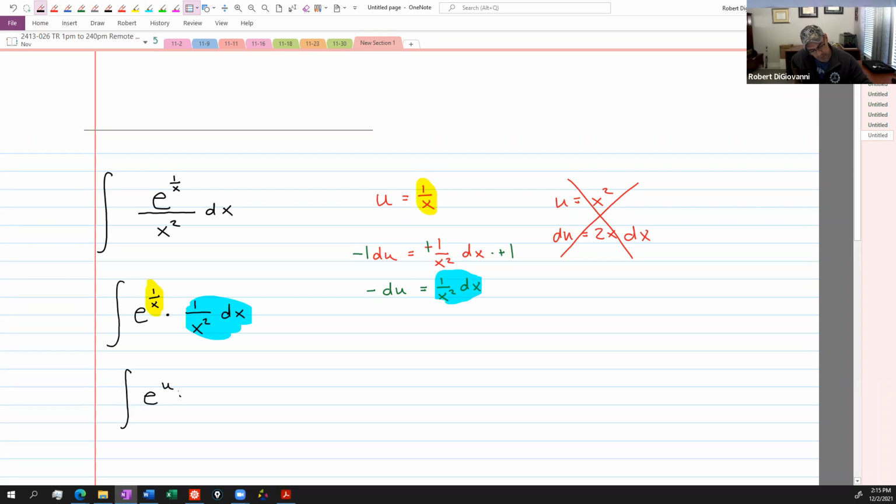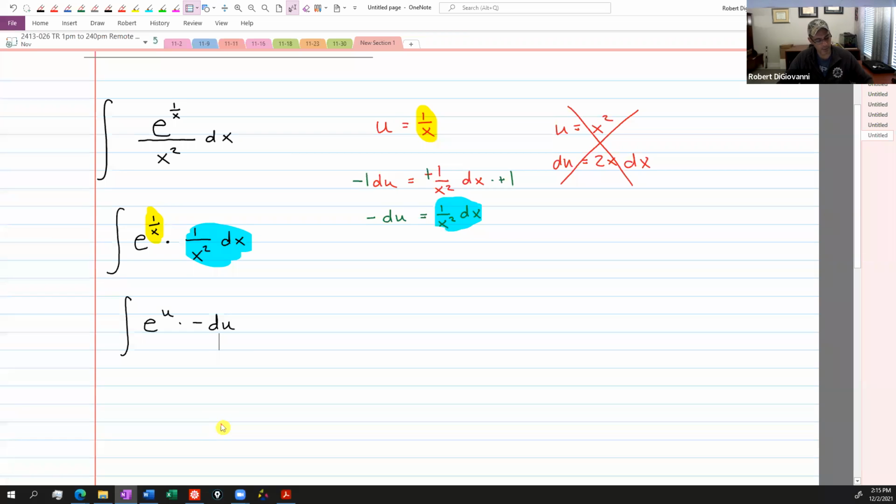U to the u times negative du. Replace the blue with this. Replace the 1 over x with u. This negative here is like a negative 1, so I'll bring it out. And now I've got a very simple antiderivative.